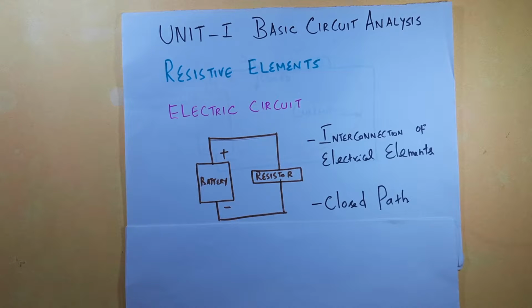Here you have a battery and you have a resistor. So these two are electrical elements, and these two electrical elements are connected by means of a connector, probably a wire. So it provides a closed path. So in an electric circuit, current starts from the positive terminal of the battery. It flows through the elements in the electric circuit. Finally, it reaches the negative terminal of the battery.